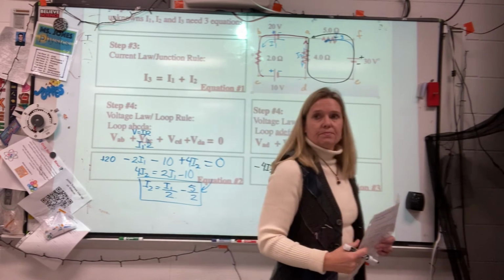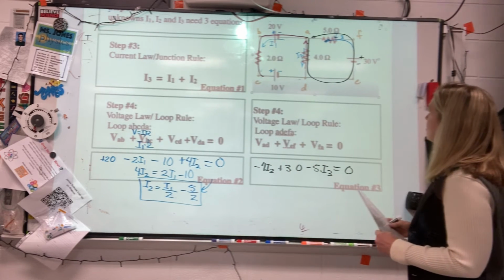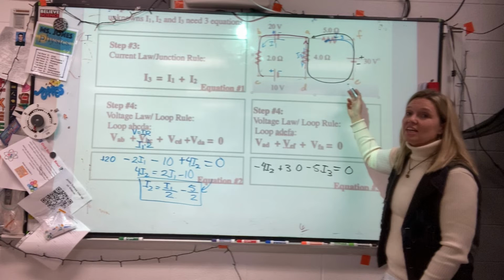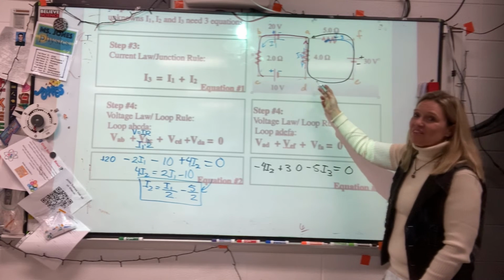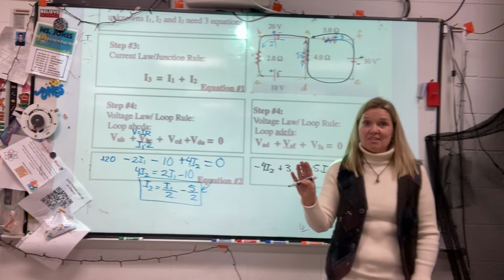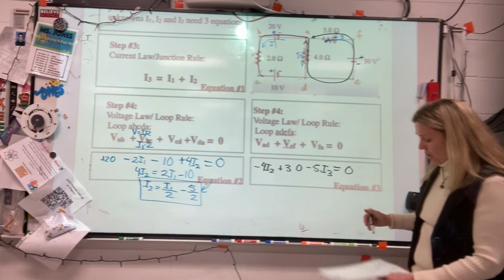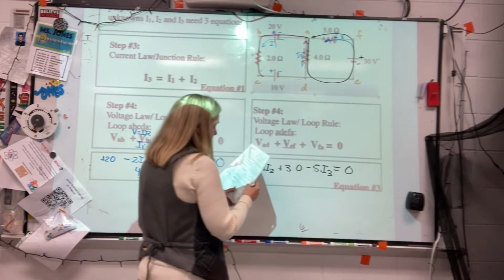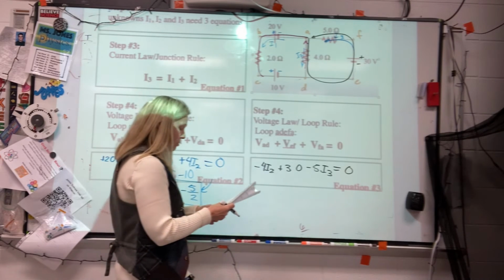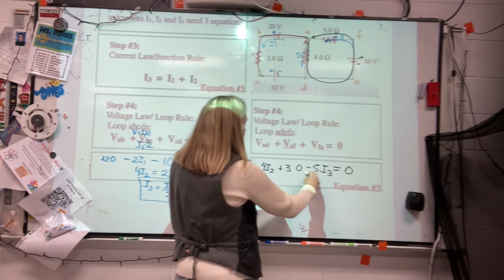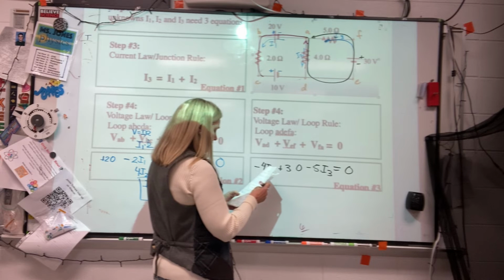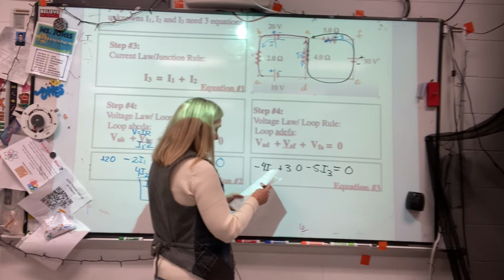Equals 0. Wait, aren't you also missing VDE? There's nothing there. We talked about it while you were working out the problem. The wire, we're assuming the wire has no resistance. So what do I want to do to this equation? I want to solve this one for I3, just because I have some prior knowledge. So I'm going to move that stuff to the other side.